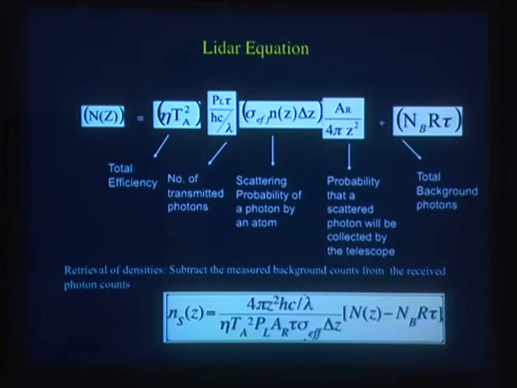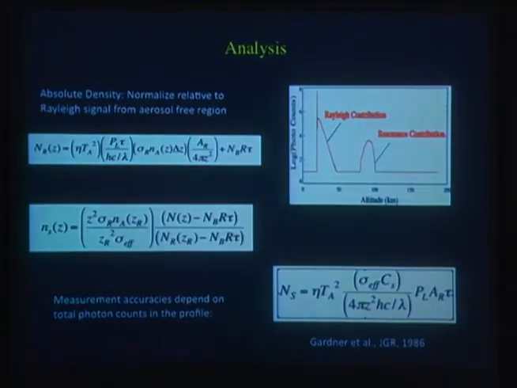To remove this problem, what we do is we take the Rayleigh signal from an aerosol free region, which is generally 30 to 35 kilometers. So from this region, we derive the Rayleigh counts. So this is the expression for the Rayleigh photon count, and then we know the atmospheric density. So we normalize the photon counts from the resonance signal to the Rayleigh contribution to the Rayleigh signal from 30 to 35 kilometers, and we get the absolute densities.